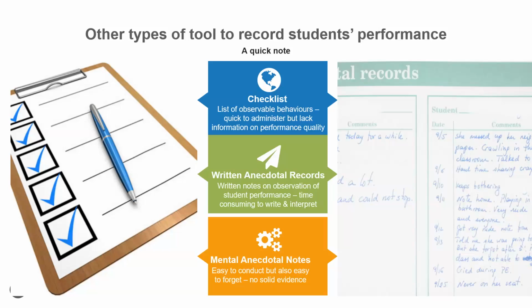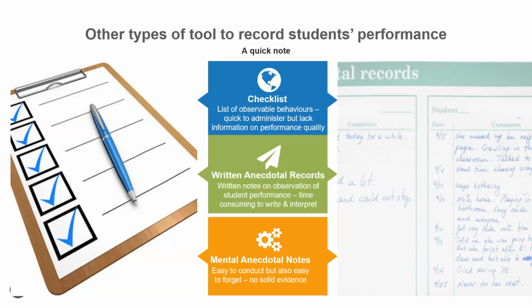Right. The next is anecdotal notes. You can have two ways, either written or mental. And people who do qualitative research will understand what I mean by anecdotal, because it's basically like how you collect your field trip notes.